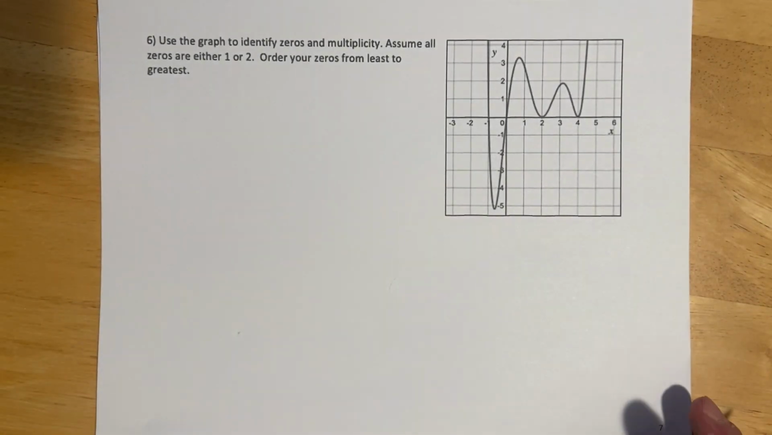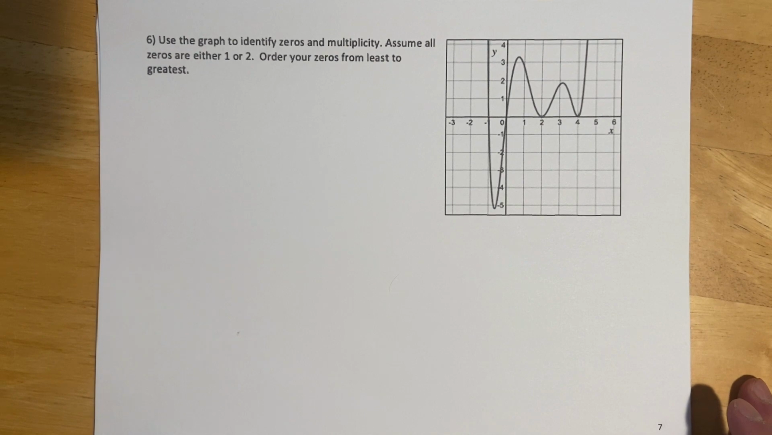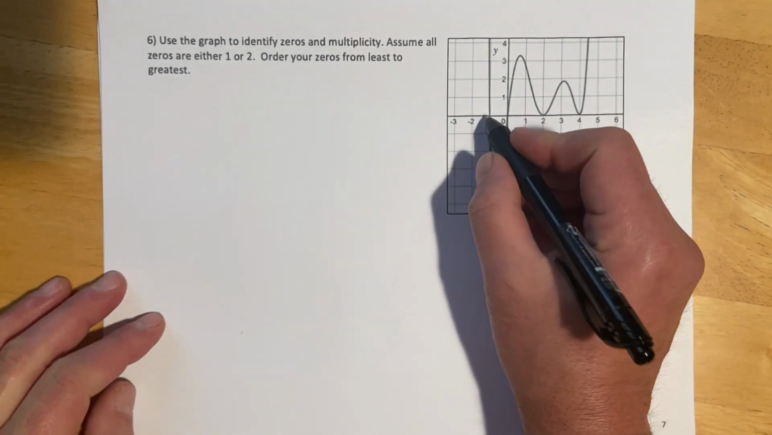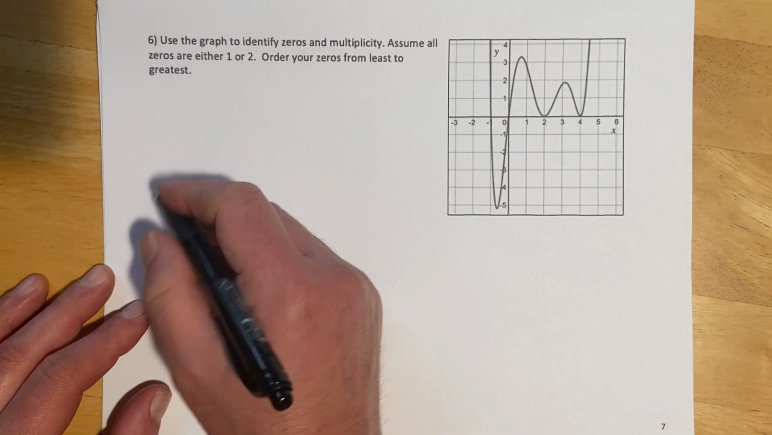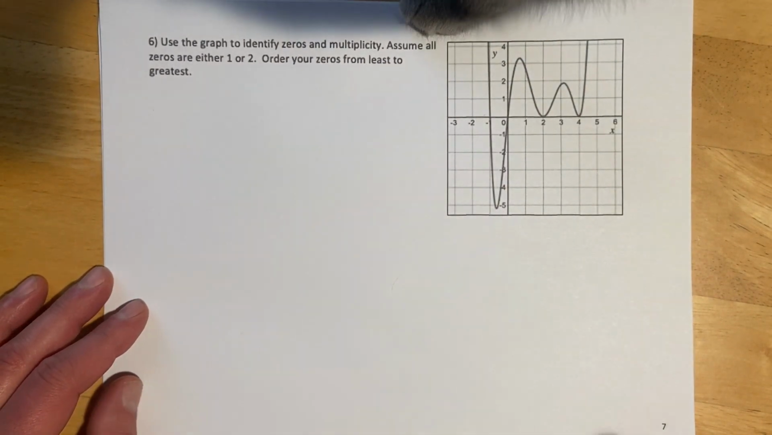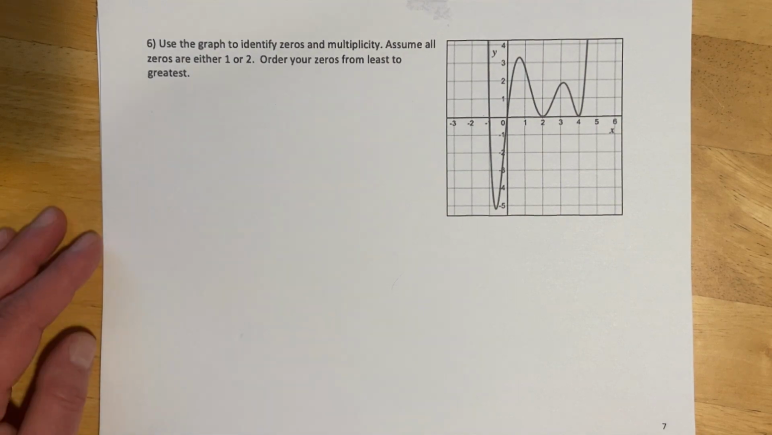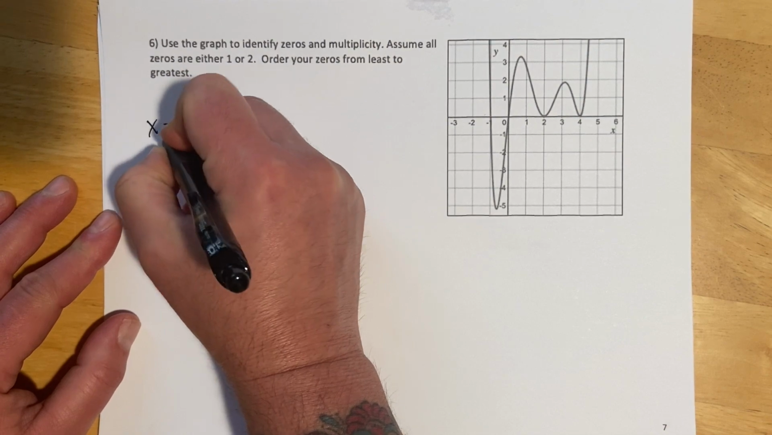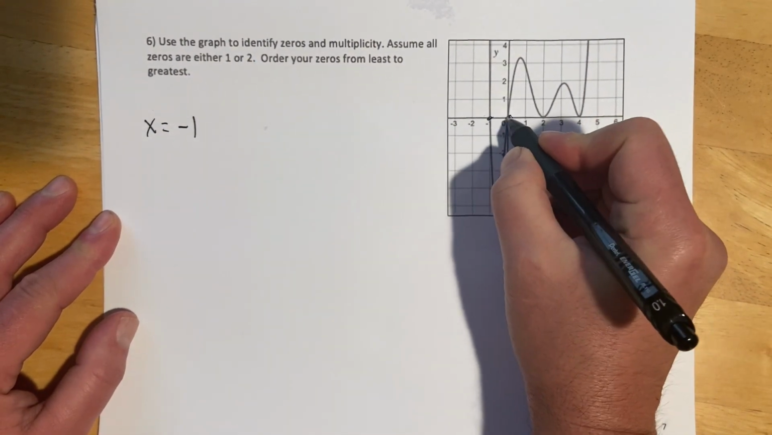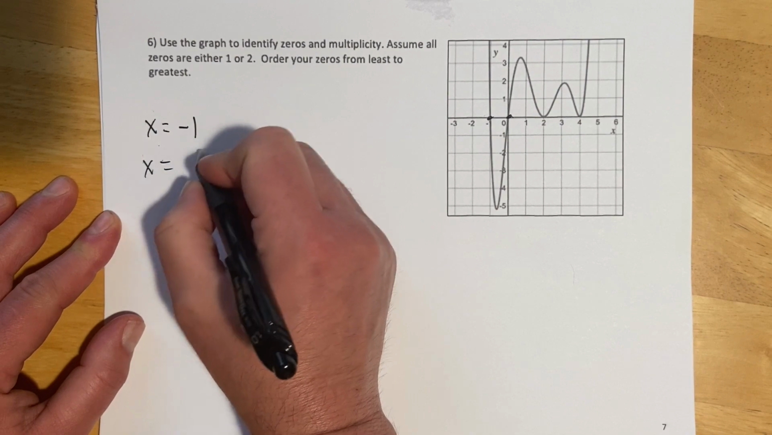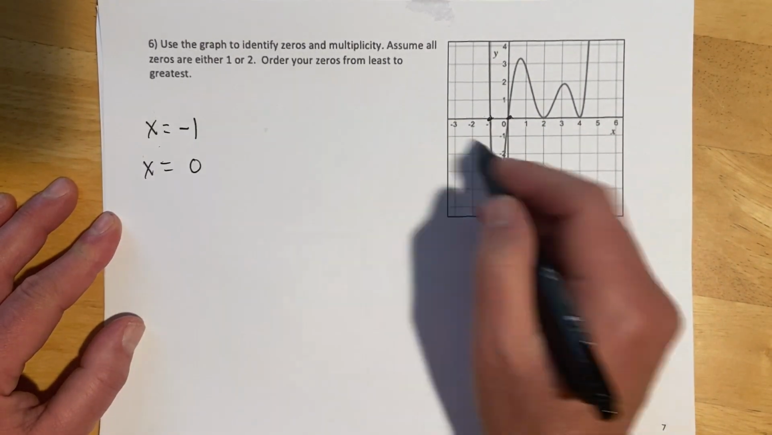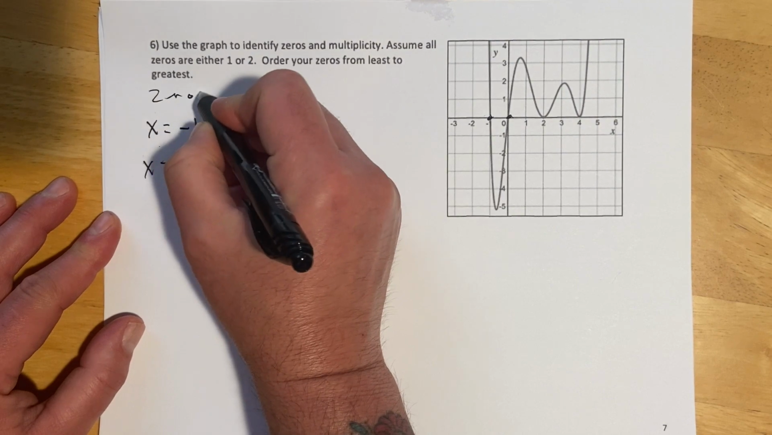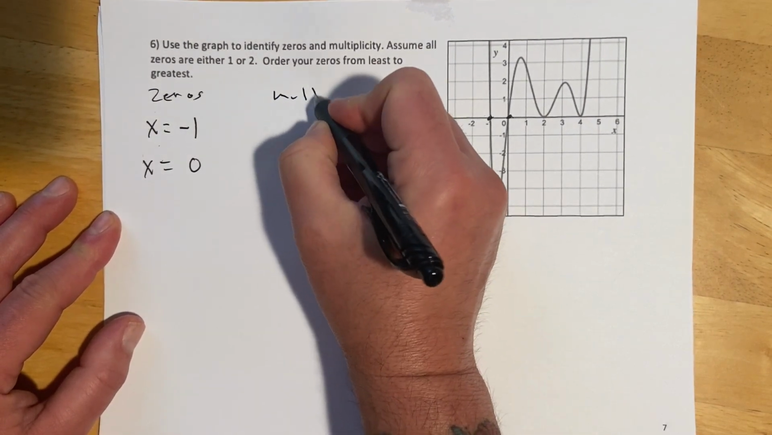Okay, for number 6, use the graph to identify the zeros and multiplicity. Assume all multiplicities are either 1 or 2. Order your zeros from least to greatest. Okay, so for zeros, I'll just start a list here and then do the multiplicity to the side. So we have x equals -1. There's 1 zero. X equals 0, and then might as well do multiplicities as I go. So this will be my zeros and my multiplicities.